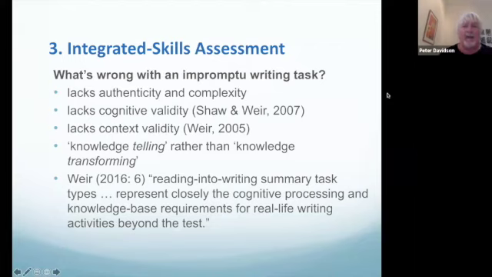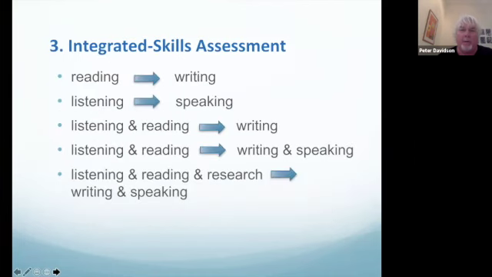It's knowledge telling rather than knowledge transforming. So for Weir, he talks about reading into writing summary task types representing more closely the cognitive processing and knowledge base required for writing activities beyond the test. So here's some examples of what an integrated skills assessment looks like.